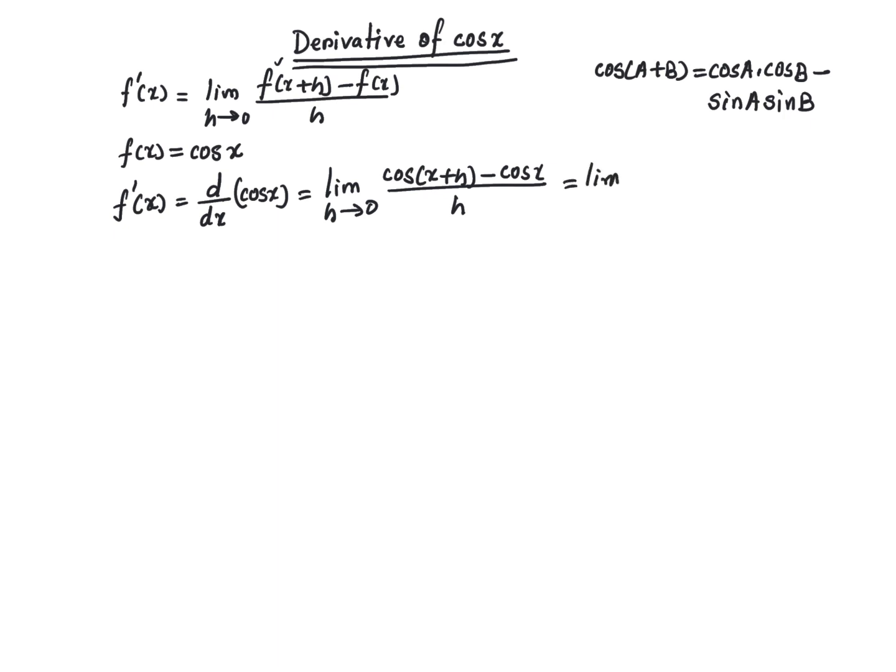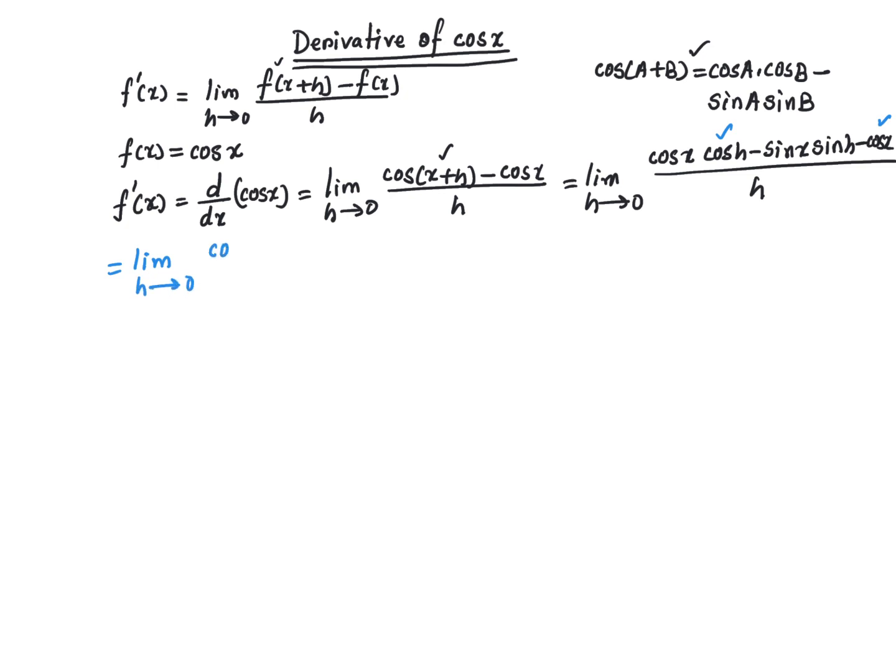Limit as h approaches 0, cosine of x plus h. I'm going to use this formula to break it down. So it's going to be cosine of x times cosine of h minus sine of x times sine of h, minus cosine of x, all of it divided by h. Now between this term and this term, there is a cosine of x common. So I'm just going to go ahead and factor that out.